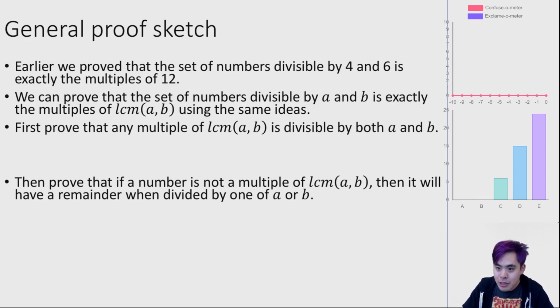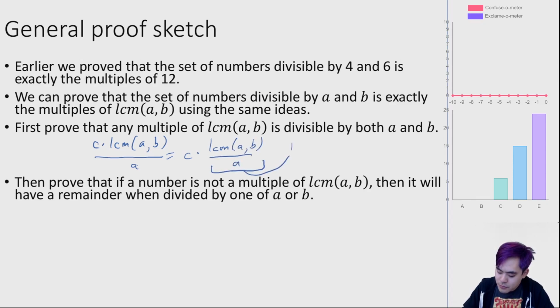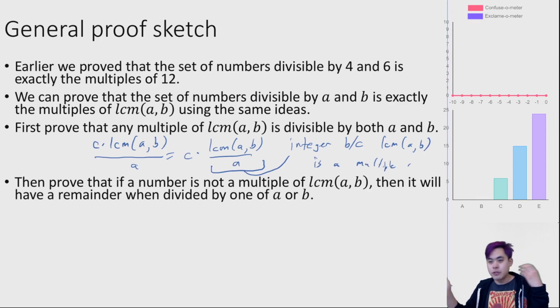Well, if you have a number that is c times the least common multiple of a and b, and then you divide it by a, that's going to be c times the least common multiple of a and b, divided by a. But of course, this thing here is an integer, because by definition, the least common multiple of a and b is a multiple of a. And the same is true for b. And therefore, any multiple of the least common multiple is divisible by both a and b.